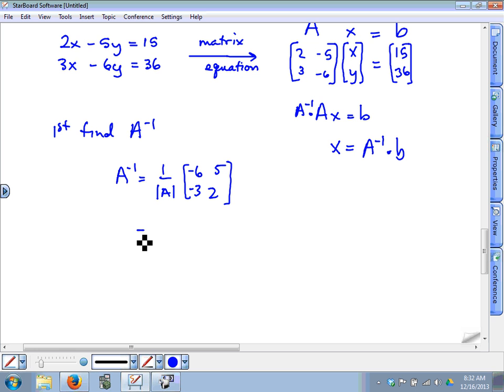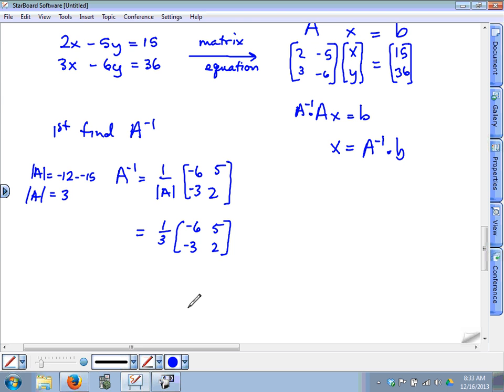Now we have to know the determinant of A. What is the determinant of A? It's a pretty small number. It's negative 12 minus negative 15, which is 3. The determinant of A is equal to 3. So what we have now is 1/3 times negative 6, 5, negative 3, positive 2.